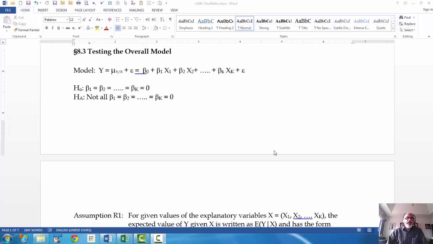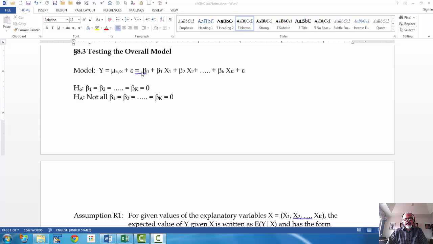In this video, we're going to look at testing the overall model, or in other words, testing the significance of the overall model. So here, once again, the overall model is beta sub 0 plus beta sub 1 x sub 1, and so on. This is the regression equation, which represents the mean of y given x, mu sub y given x, plus a random error term.